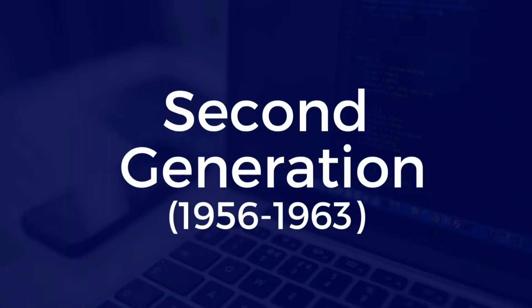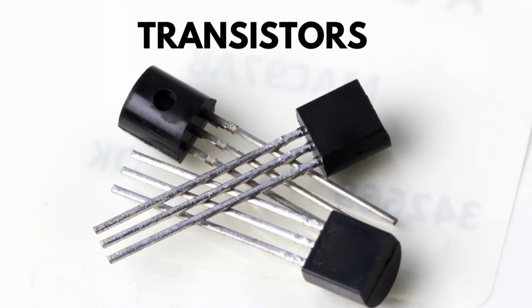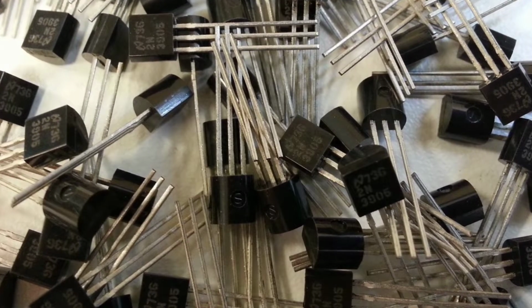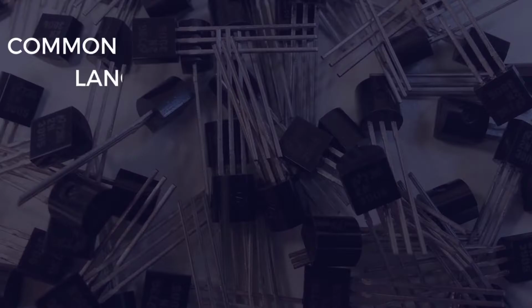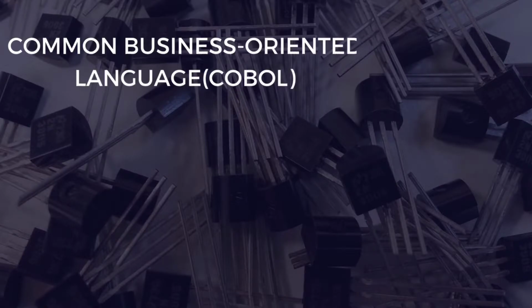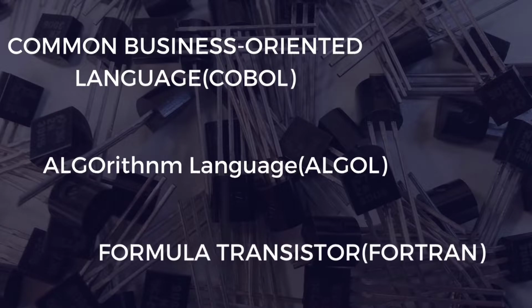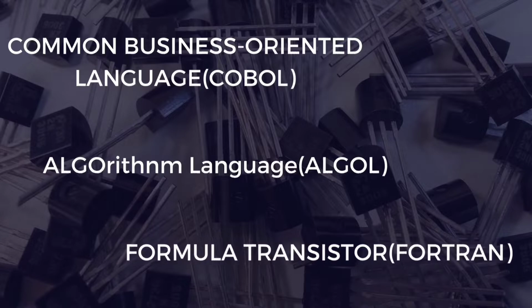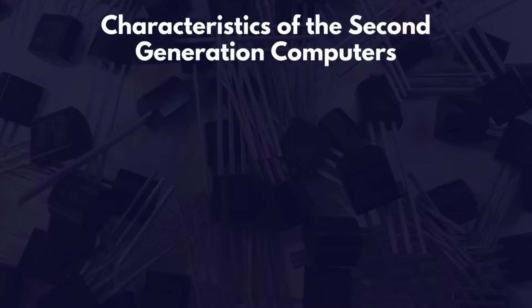Now let's talk about the second generation computer. Basically, the second generation computer uses what are called transistors. This generation replaced machine language with assembly language. High-level languages, such as the Common Business-Oriented Language, COBOL, the Algorithmic Language, ALGOL, and the Formula Translator, FORTRAN, were also used.